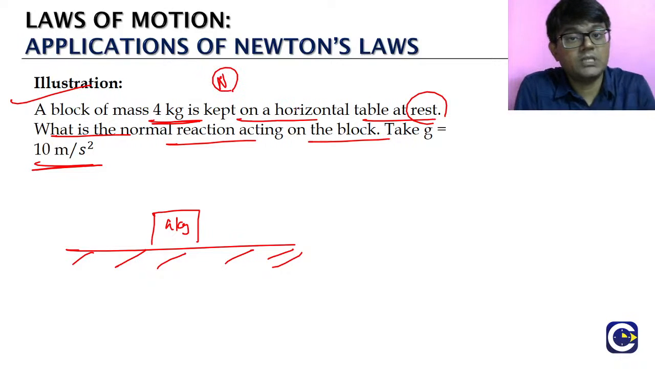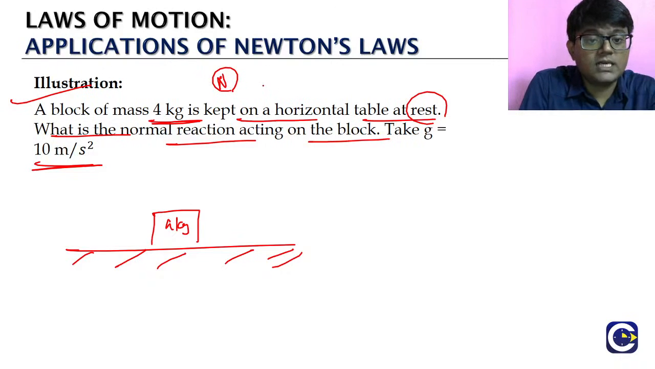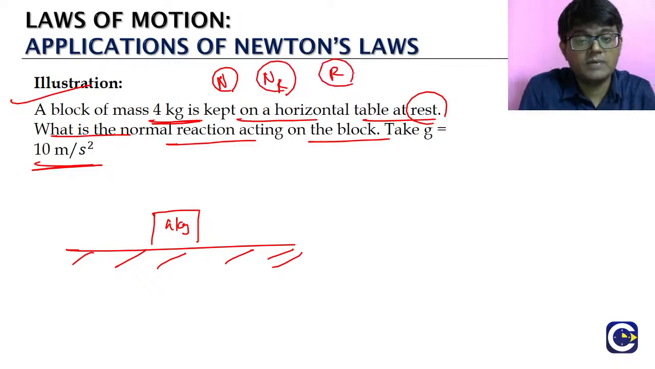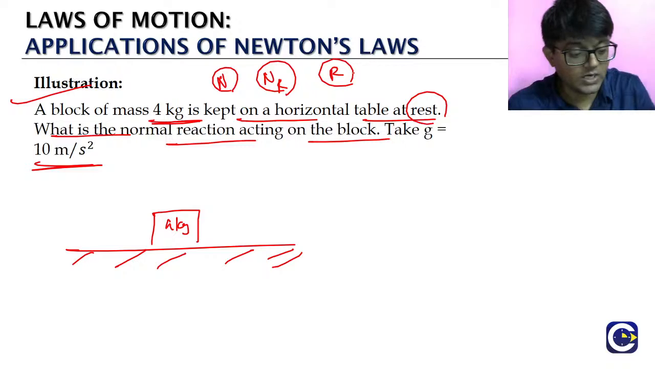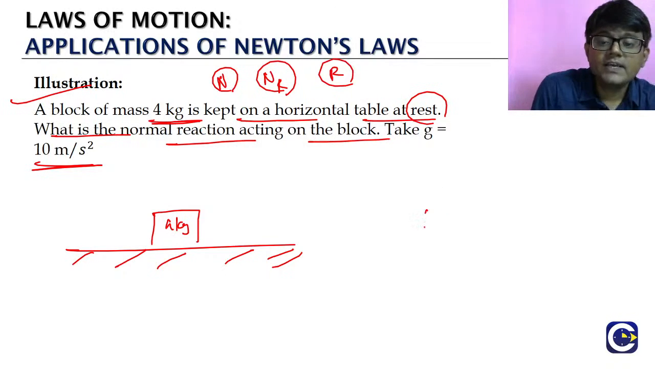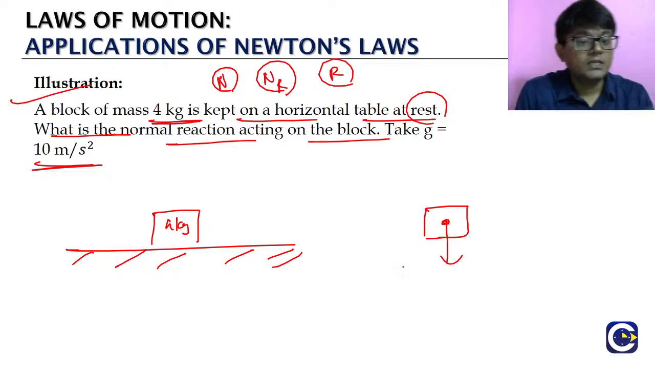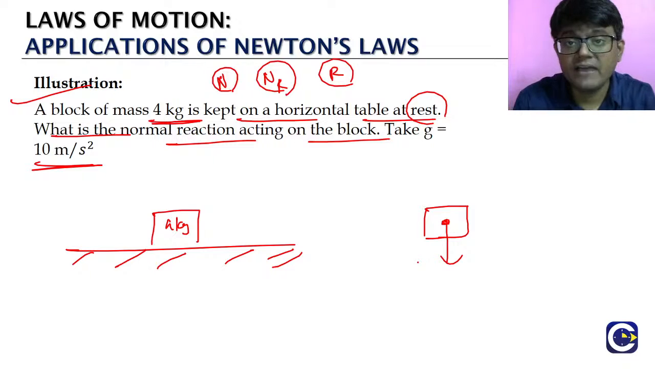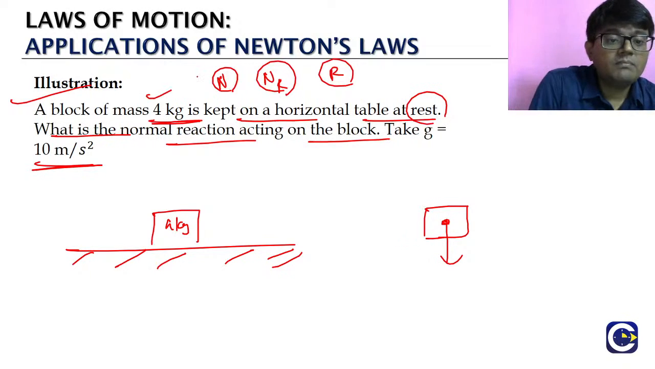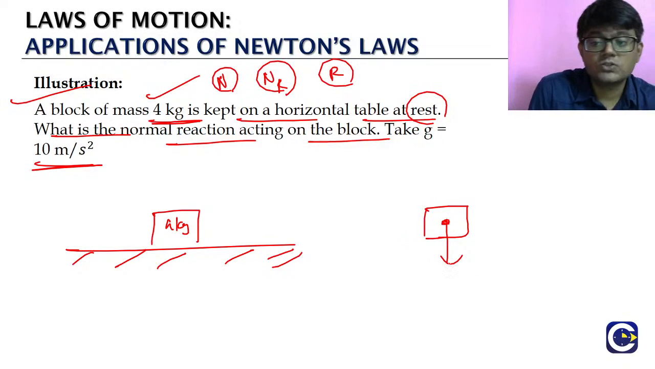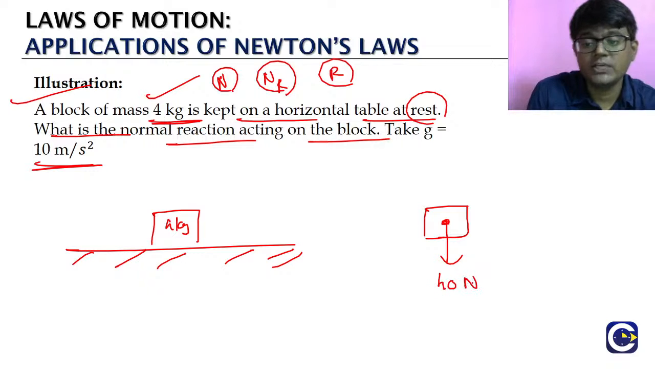Remember we discussed the normal reaction. Either we use the symbol N, or NR, or R. All of them are used for indicating the normal reaction. So look at this. If you try to draw the free body diagram for that block, the block has a mass, so it will have its weight. Mass is 4, G is 10. So the weight of the block will be 40 newtons.